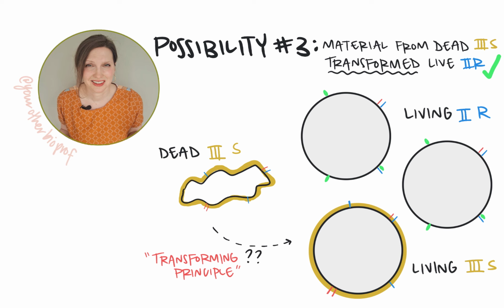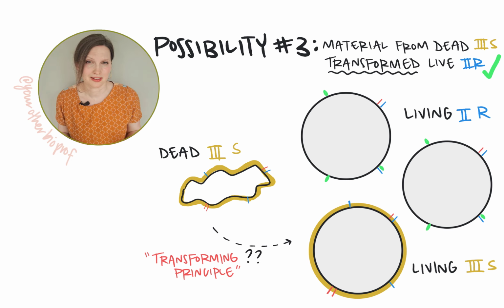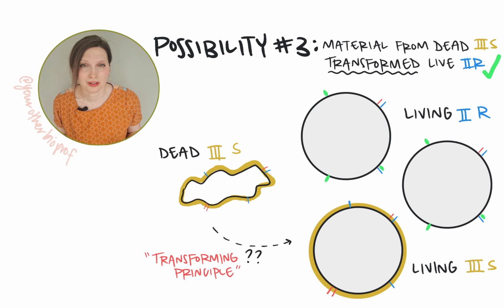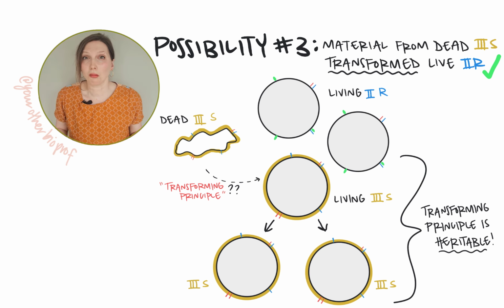But what was it? Well, he knew that it was something that could survive the heat treatment. He thought it might be part of the capsule. Whatever it was, the transforming principle was heritable. The transformed 3S bacteria reproduced to make more 3S bacteria. The transforming principle was passed from one generation to the next. Cool, but what is the transforming principle? Well, Griffith didn't solve that mystery. He was killed during the London bombings of World War II.